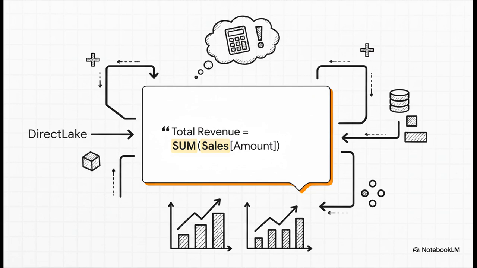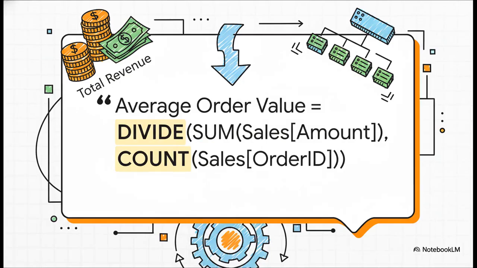A core business metric like total revenue is as simple as this. You just tell it to sum the amount column from your sales table. And because we're using DirectLake, this calculation happens in real time, right on the source data. And then you can just build on top of that. Want to get the average order value? You just divide your total revenue by a count of all the unique order IDs. See? It's another simple formula that represents a critical business KPI, and it's all calculated on the fly.